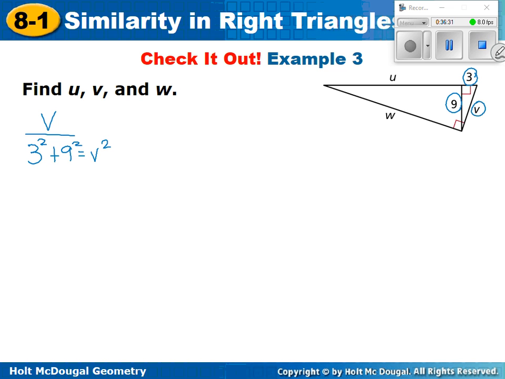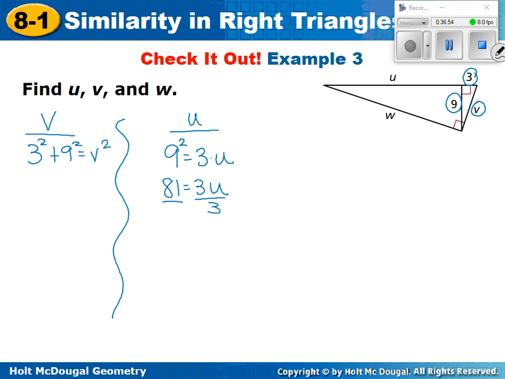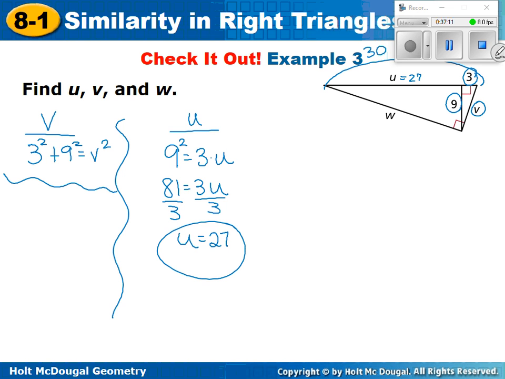You could have also found U first and then done the shortcuts to find V, whichever makes more sense to you. I'm not going to work it this way because I'm going to practice shortcuts. If I use my shortcut for U, it's altitude squared equals part times part. So it should have been 9 squared equals 3 times U. 81 equals 3 times U. Divide by 3, U equals 27. Questions on how we found U? Once you find U, if you plug it in up here, what does that make the whole hypotenuse? 30.